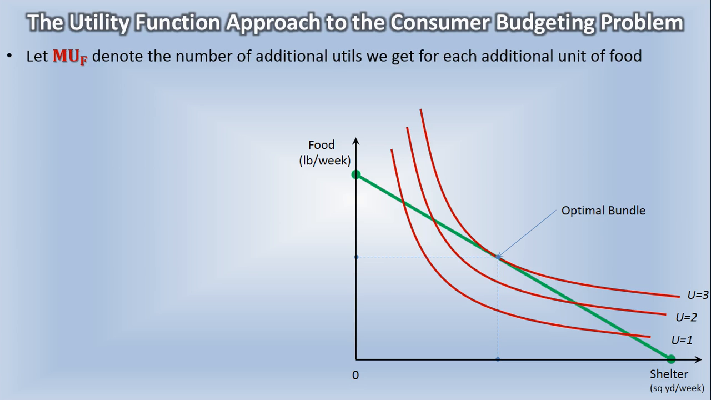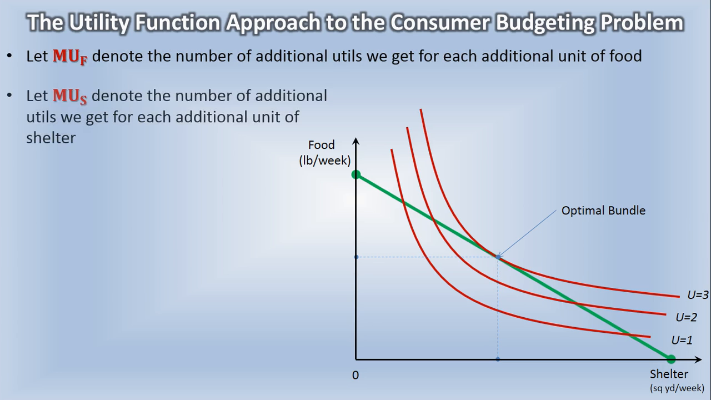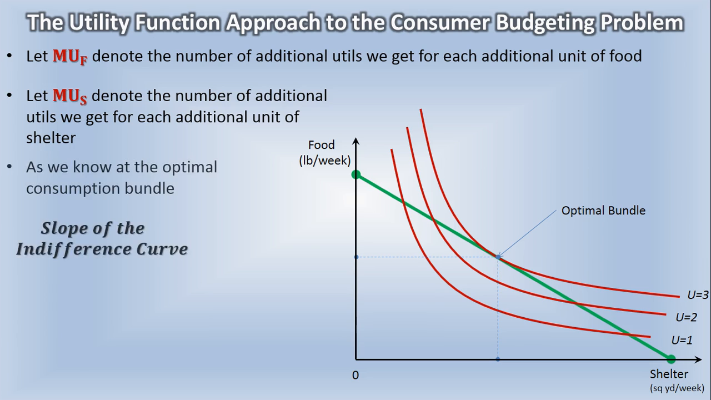All right, so now going back to our example, we'll let the marginal utility of food be denoted by MUF. It denotes the number of additional utils we get for each additional unit of food. We'll let MUS denote the number of additional utils we get for each additional unit of shelter. As we know, at the optimal consumption bundle, the slope of the indifference curve is equal to the slope of the budget line.